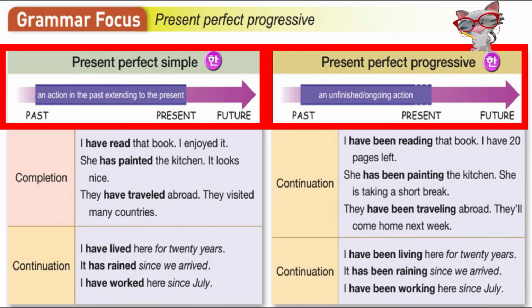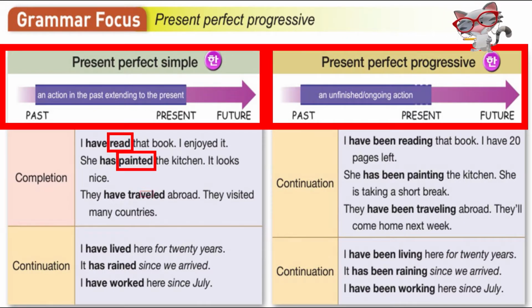Practice makes the pronunciation better. Present perfect progressive. So here we have present perfect simple, an action in the past extending to the present. Present perfect progressive, an unfinished ongoing action. So the idea is you start them in the past, and some of them were finished in the past, but some of them continue to the present and will continue in the future.